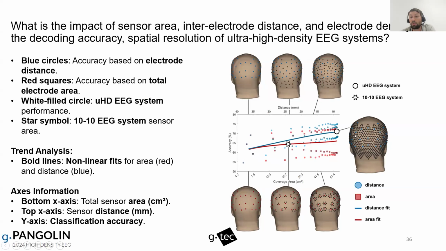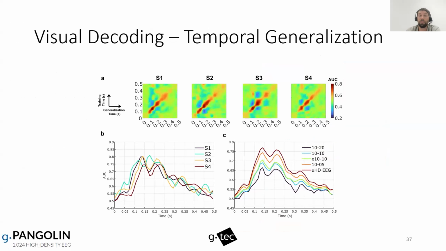So the blue dots, for example, are the standard 10-10 system of the electrodes. And you can see in the last white filled circle, this is the ultra high density setup, so the full count of electrodes. With that, we reach the highest accuracy, and compared to it, the star is the 10-10 system with low accuracy, here in this case for visual decoding for the 4-class problem.